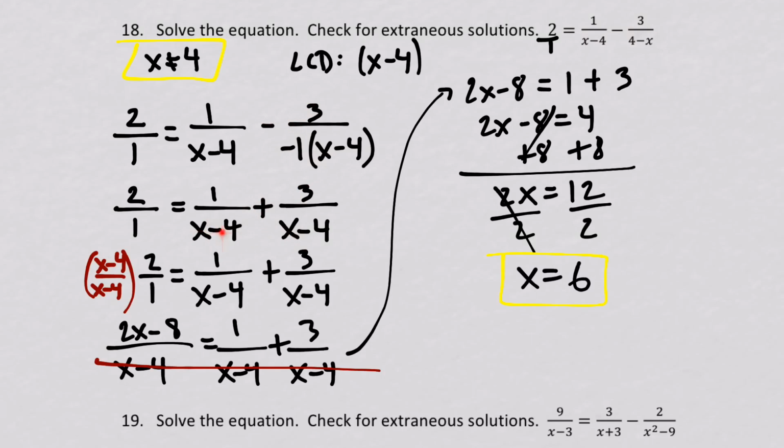And now that the denominators are the same, all I had to do was turn this into the same denominator by multiplying times x minus 4 over x minus 4. And that gave me this. The denominators cancel, and it became a very simple equation to solve.